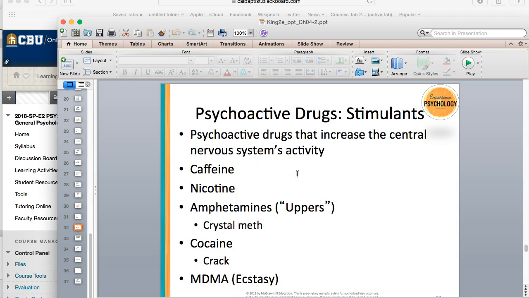So psychoactive drugs that are stimulants, aka uppers. Psychoactive drugs that increase the central nervous system activity. So caffeine, nicotine, amphetamines such as crystal meth, cocaine, crack, MDMA, ecstasy. These are uppers. They typically up your mood and increase your central nervous system activity. So people love these drugs. They give you that, I want to say, manic effect.